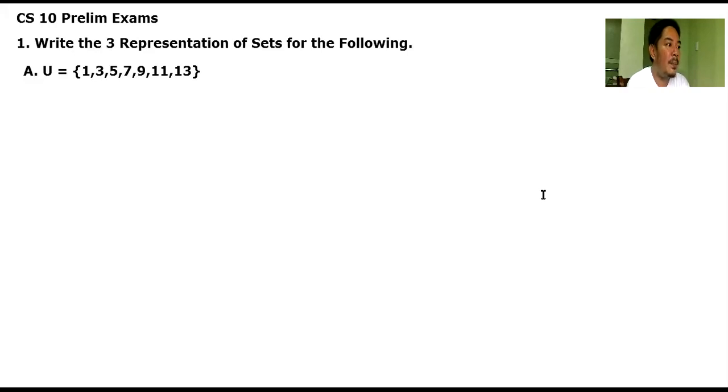Okay, so number one, write the three representations of sets for the following. Letter A: U is a set of 1, 3, 5, 7, 9, 11, and 13. Okay, so let's answer letter A.